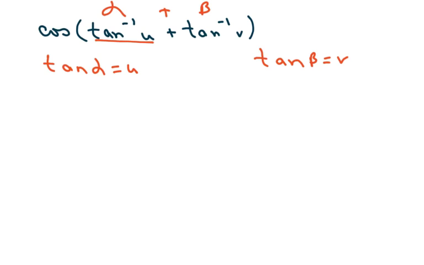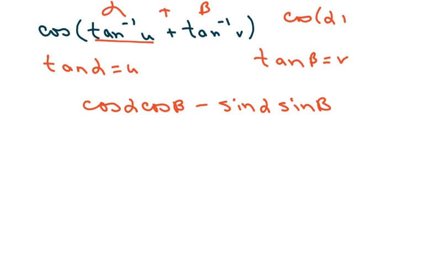And in order to do cosine, we need to know what cosine of alpha is, cosine of beta, and we also need to know what sine of alpha is and sine of beta, because this is the formula for cosine of alpha plus beta for your sum formulas.